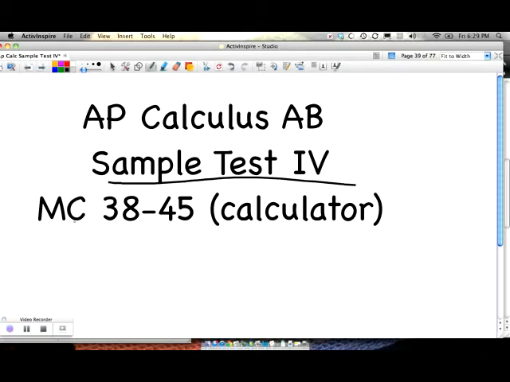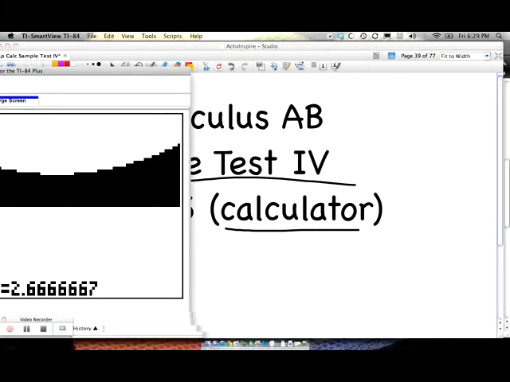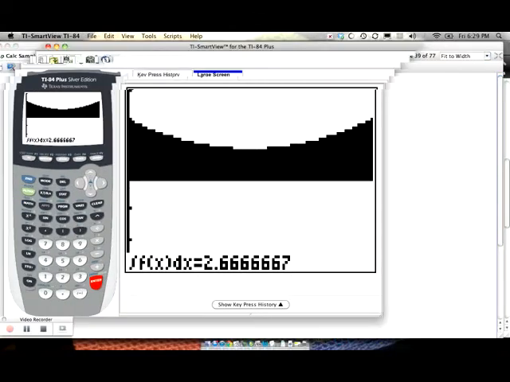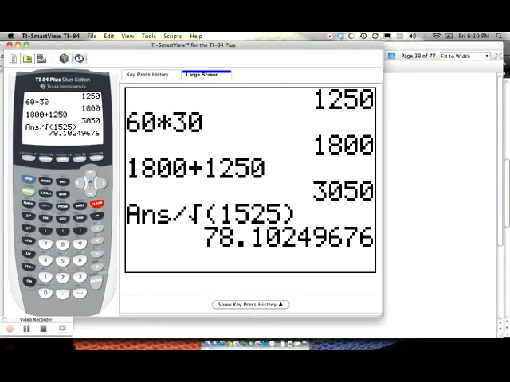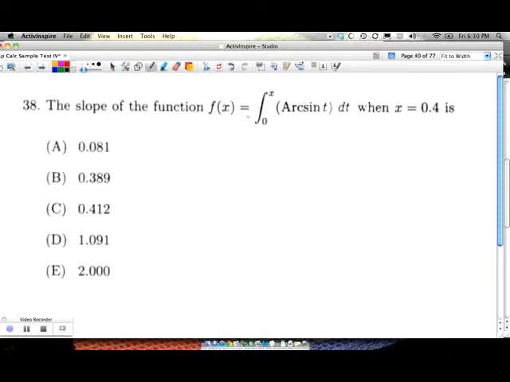Alright, so we got AP Calculus AB sample test number 4, multiple choice 38 through 45. Calculator. Get your calculator because you're going to need it. Let's jump into it. The slope of the function f of x.